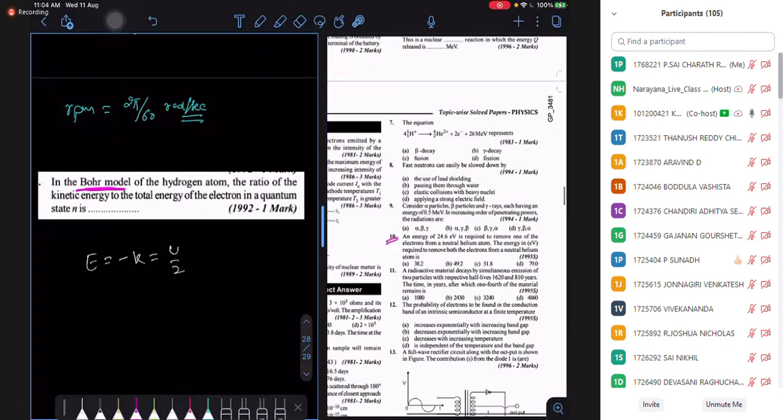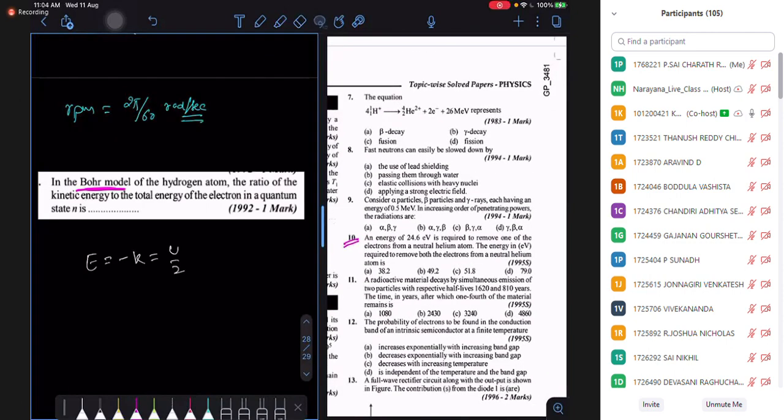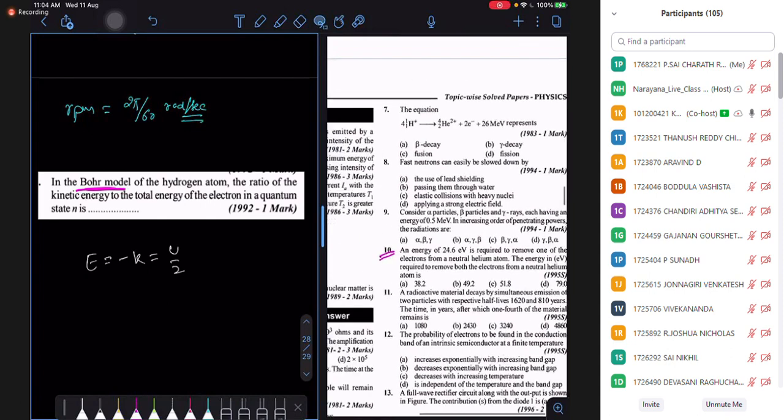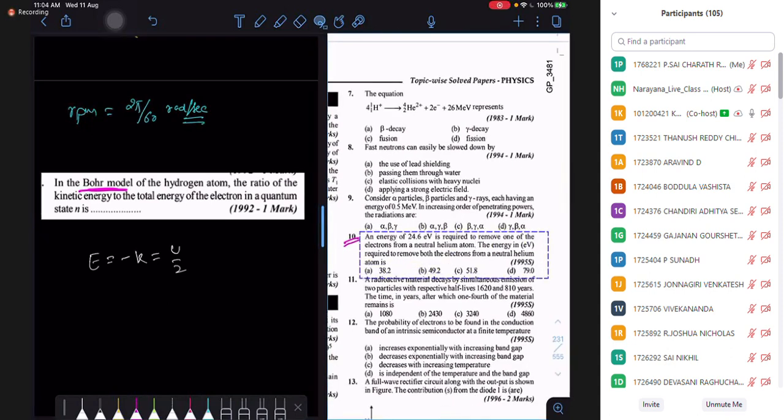So the next question IIT asked here is somewhat twisted, but it is not that much twisted. You have done this type of problem in your chemistry also.